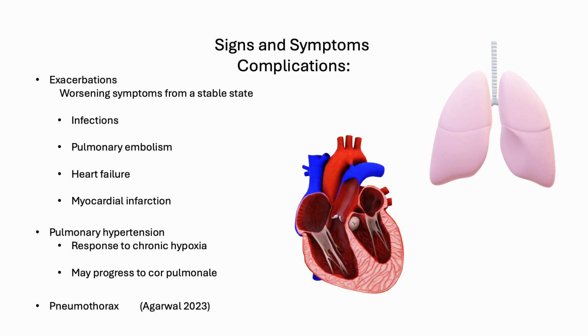Complications include acute deteriorations or exacerbations, defined as a worsening of symptoms from the patient's usual stable state. They can happen secondary to infections, pulmonary embolisms, heart failure, arrhythmias, and myocardial infarctions. Pulmonary hypertension may develop due to chronic hypoxemia. When the lung vasculature responds and remodels, this can lead to right heart failure. And pneumothorax can also be a result, secondary to a rupture of the bullae.